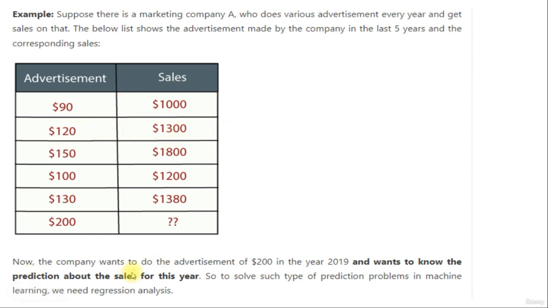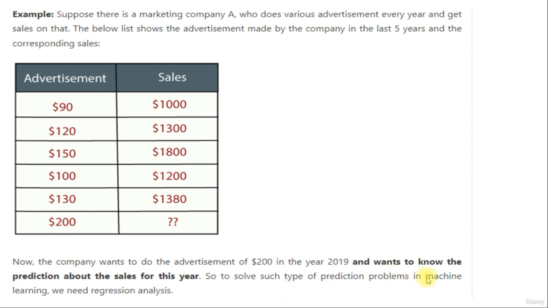Now the company wants to do an advertisement of $200 in the year 2019. In this year the company wants to do the advertisement with a budget of $200 and wants to know the prediction about the sales of this year. So this we want to find.